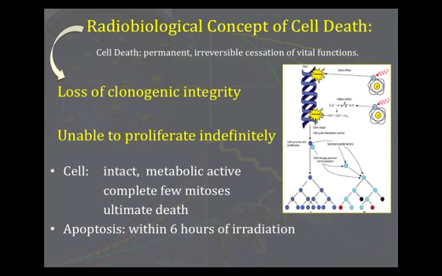It's an assumption. But what is important also to bring in mind is that our intuitive concept of cell death is irreversible cessation of vital functions. But in the radiobiological context, that's not what radiation biologists consider cell death. That means loss of clonogenic integrity, or the cell is not able to keep on proliferating indefinitely. That's what cell death means. And the cell may still be visible, metabolically intact, even undergo a few mitoses before death.